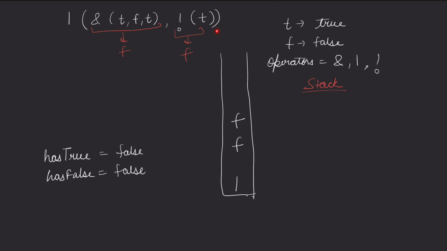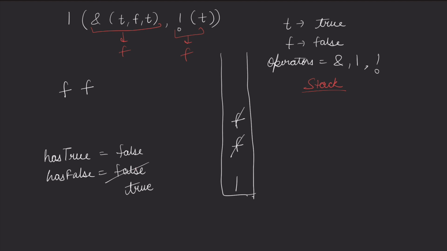Now you will see what is the next character. The next character is again a closing bracket. Then that means it is the time to evaluate the expression. So we will start popping out elements from our stack until we encounter that the top element has become equal to the operator, any of the operators, right? So now here the top element is F. So we'll pop this out. And since it is F, we'll mark hash false as true, right? Next, again it is F. So we'll pop out F. Hash false is already true.